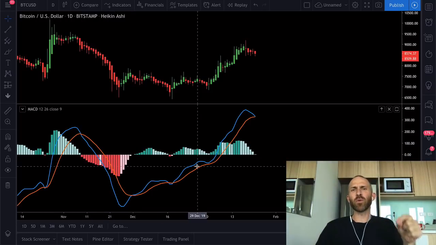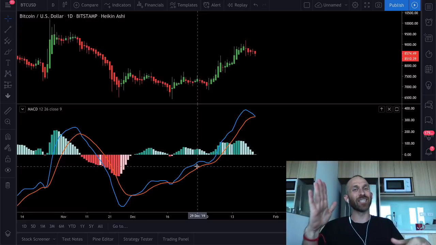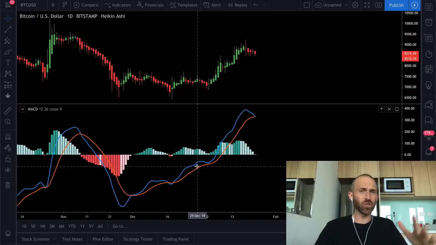When the blue's on top, you want to be on Bitcoin. When the orange is on top, you want to be in stablecoin. I don't margin trade because that's risky. Unless you really know what you're doing, you can lose a lot, if not all of your money.